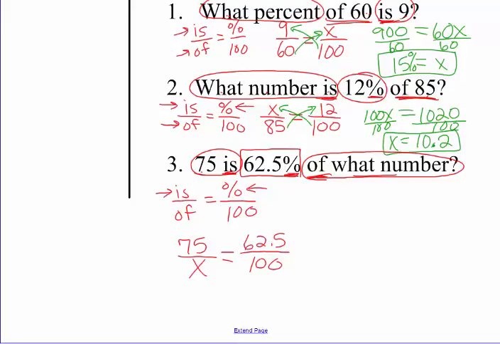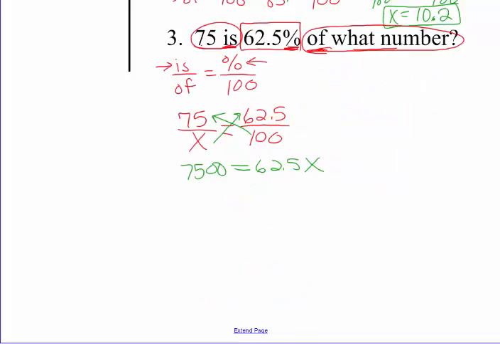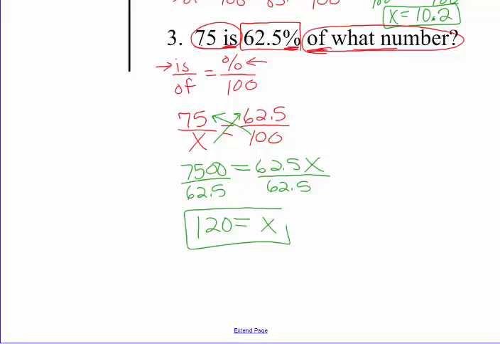Again, cross multiply and solve. So 100 times 75 is 7,500 equals 62.5 times x. And then divide both sides by 62.5. And remember, you do get to use a calculator for this section. So x is equal to 120. Again, it's just a regular number, so you would just leave it as 120.